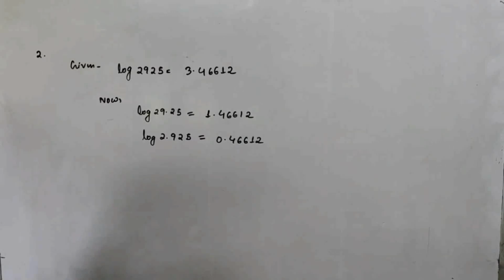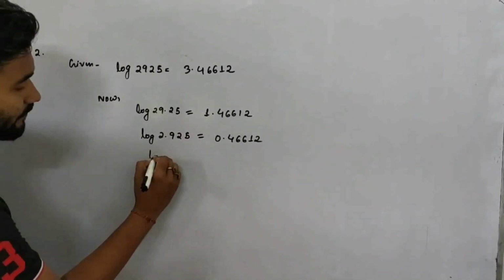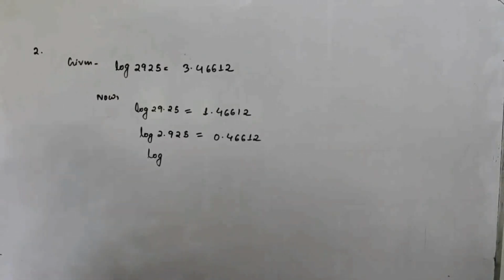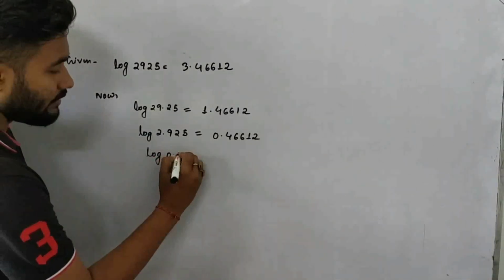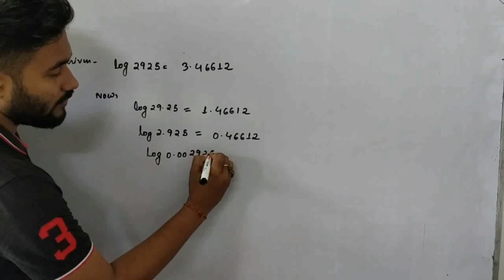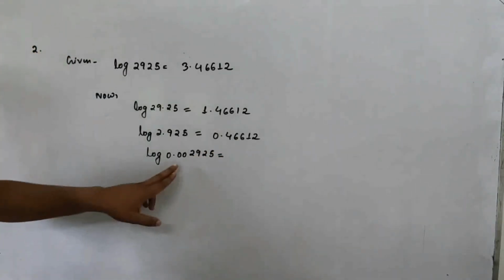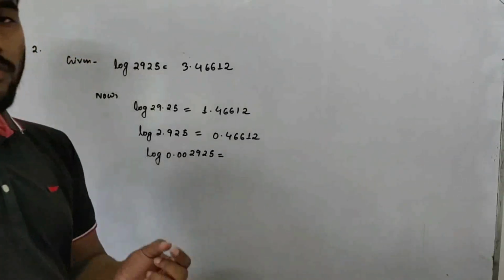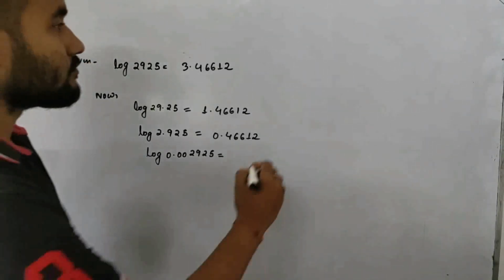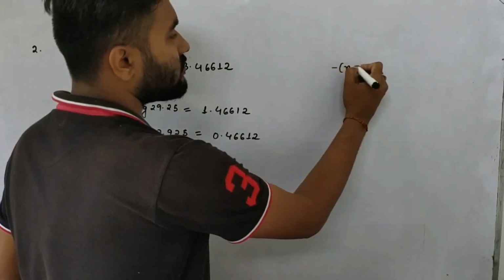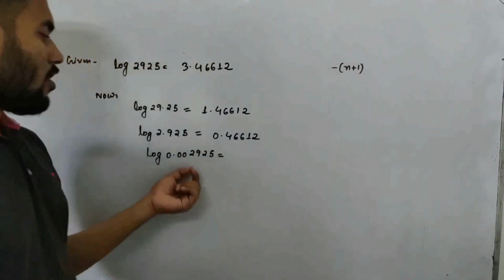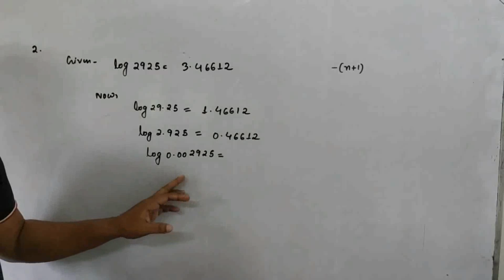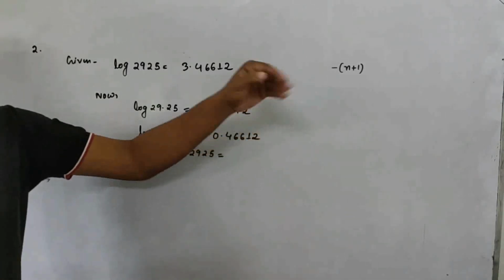Next, log of 0.002925. Write the characteristic. How many zeros are there? 2 zeros are there, right? So what is the formula? Minus of n plus 1. The formula is minus of n plus 1. Two zeros, and since plus 1 is there, 2 becomes 3, but minus 3.